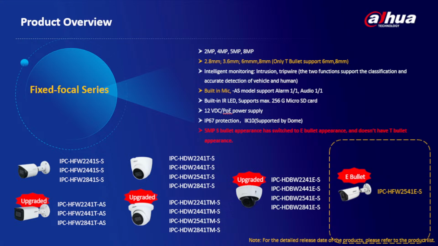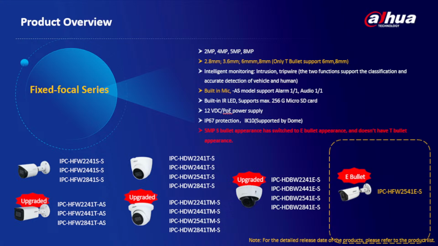IR LEDs are another important thing. You can have an SD card, up to 256 GB for local recording. All cameras support PoE, so there is no need to connect any external power adapter, but if it is required, you can connect one. Then there is protection like IP67 and IK10.